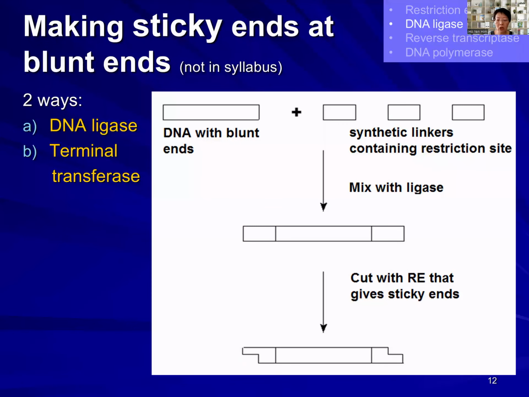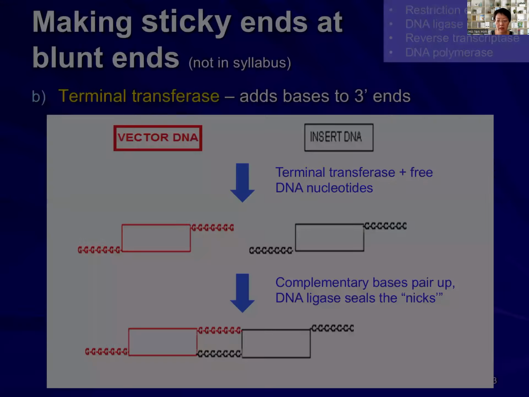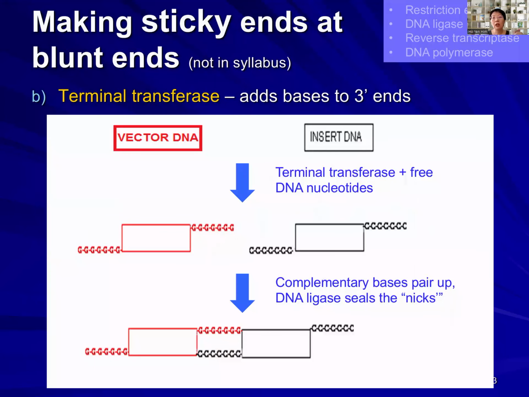Now this part here is not in the syllabus. If you're interested, you can read. That means when you cut and produce blunt ends, how do you add sticky ends to it? Because without the sticky ends, the 2 DNA molecules cannot bind. So if you cut and produce blunt ends, you have to add your own sticky ends. But this is not in the syllabus, so I'll skip this whole thing, okay?